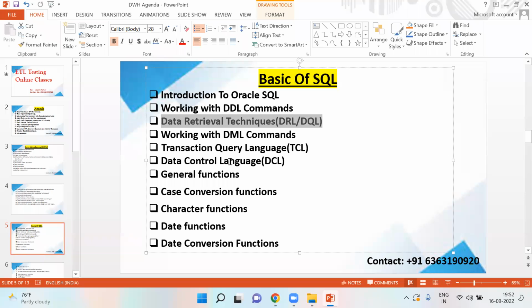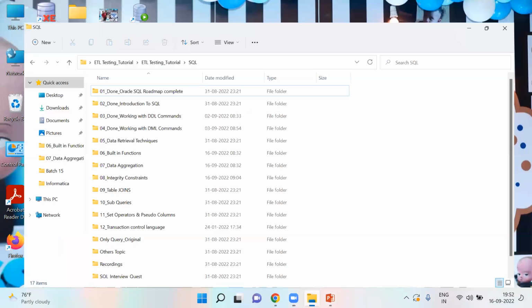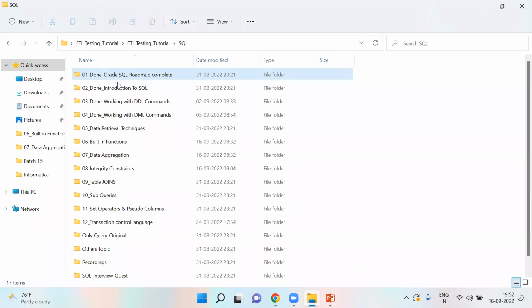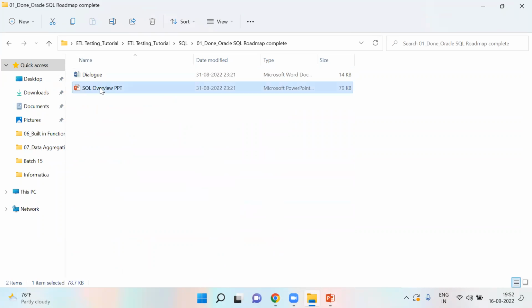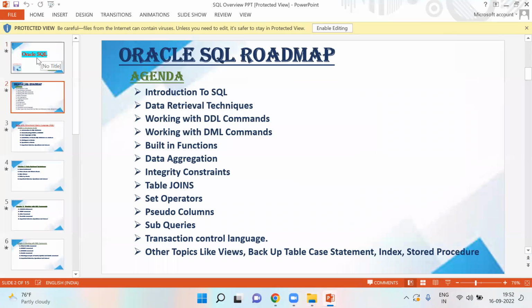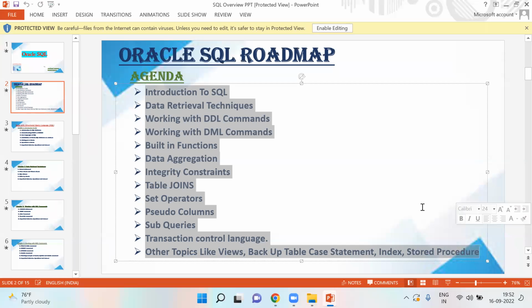Coming back to the topic-wise discussion, the first topic we are going to discuss, let me open it. Let me explain the roadmap of SQL, what we are going to learn chapter by chapter. These are the agenda items we have just discussed: what topics we are going to learn as part of Oracle SQL.